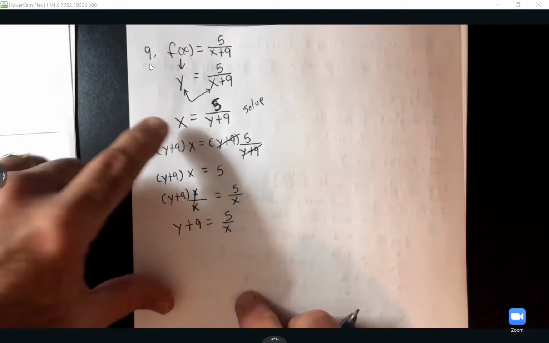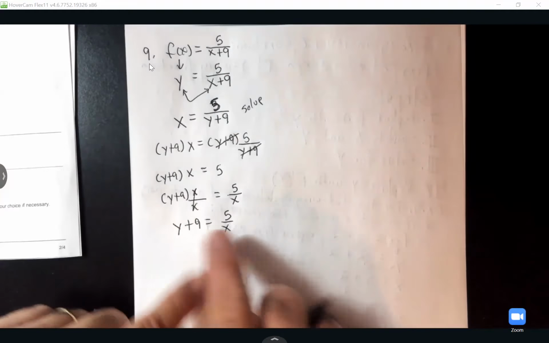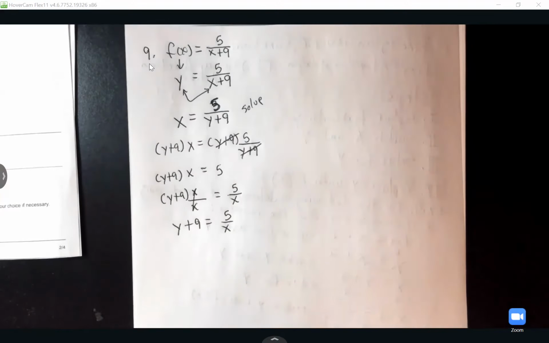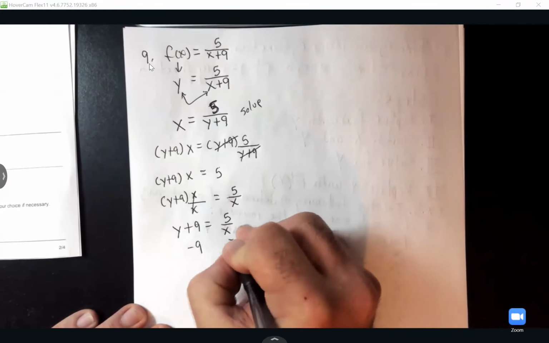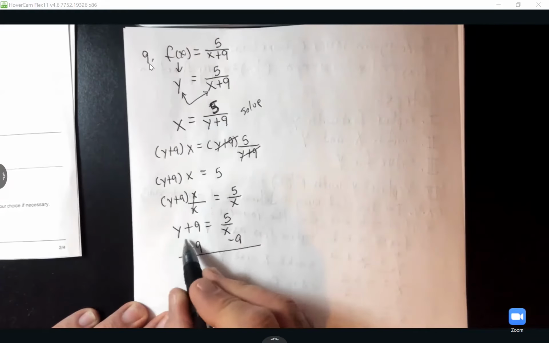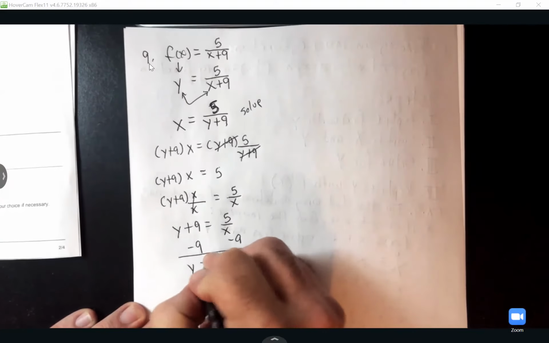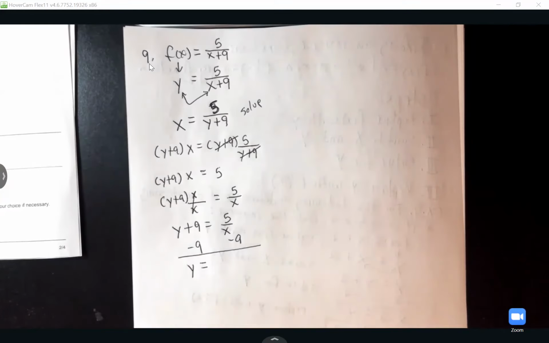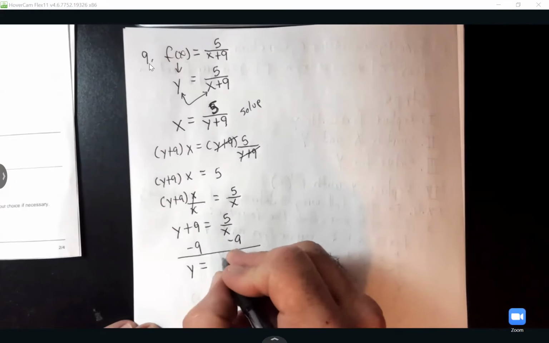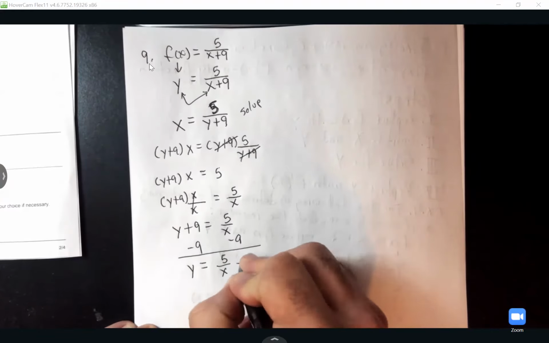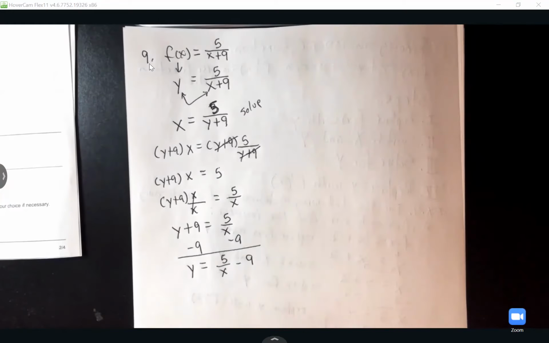So that'll give you y plus 9 equals 5 over x. In the long run, all I did was flip-flop those just to get the y plus 9 up there where I could actually solve for that y. Now I've got one more step to get that y by itself: subtract 9 from both sides. That gives me my y, and that 5 over x minus 9, we can't do anything to that. So I'm just going to leave it at 5 over x minus 9.